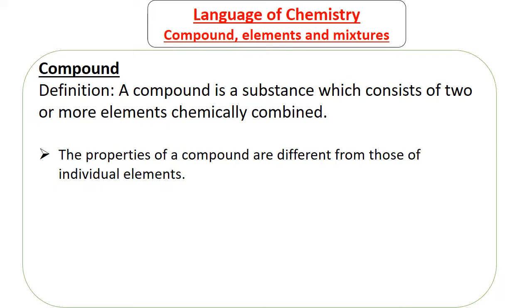A good example of a compound is water. Water is made of two gases which are combined, hydrogen and oxygen. So when you look at water, you won't see oxygen or hydrogen, or physical properties that are related to hydrogen or oxygen. So that's what this means. Water is a liquid, hydrogen is a gas, oxygen is a gas. Water is a liquid, hydrogen and oxygen are both gases. They have different physical properties. So the properties of a compound are different from those of individual elements.